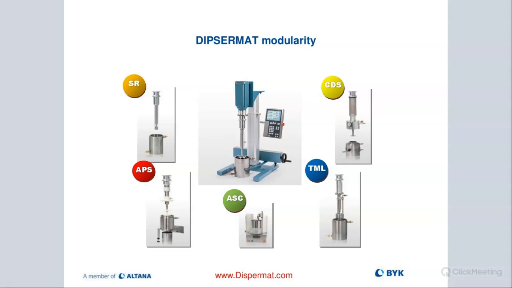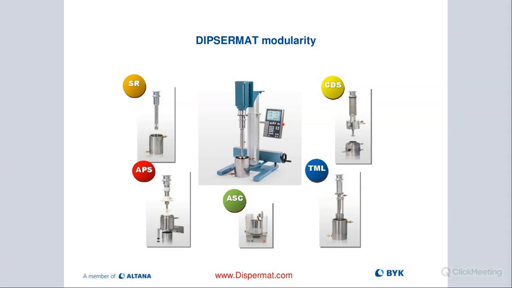I mentioned earlier the modularity of our Dispermat. So here is an example of a Dispermat in the middle. It's a dissolver, but on top, right below the motor, we have a clamping ring that we can remove. It's like a bayonet style, and that allows us to remove the dissolver shaft and replace it with any other accessory. We have a rotor stator accessory. We have the APS, that vertical bead mill accessory. We have a basket mill accessory that will fit right on there, or even a vacuum system, because some people prefer to disperse or mill under vacuum to remove any type of air or foaming issues.